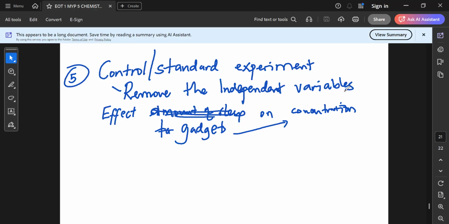Yeah. Then number 6, as we come to a close, they ask you what we call methodology.